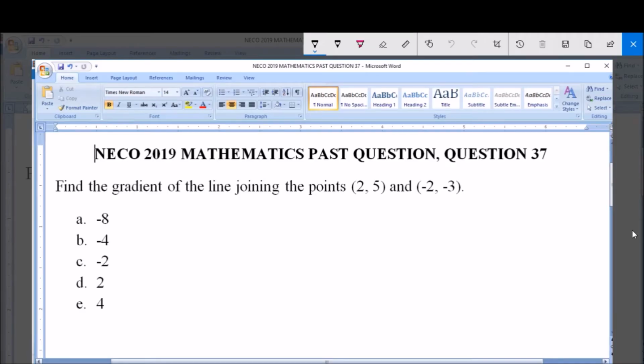Today we're going to be solving NECO 2019 Mathematics Past Question, question 37. Find the gradient of the line joining the points (2, 5) and (-2, -3). A: -8, B: -4, C: -2, D: 2, E: 4. So we have to find the gradient of the line joining these given points.